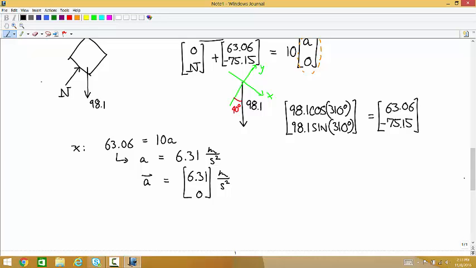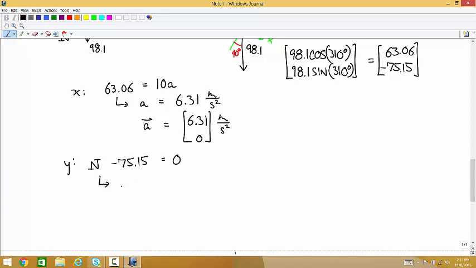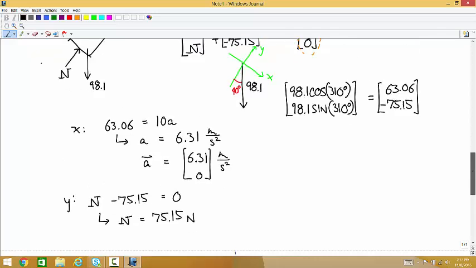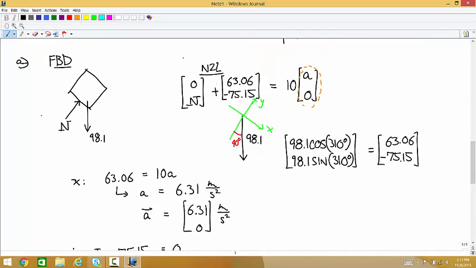Okay, and now we have to figure out the force applied to the box by the incline. The y equation says N minus 75.15 is equal to 0. So N is equal to positive 75.15 newtons. And in order to make that a force vector, we're going to plug that value of N into this force. That's the force that is applied to the box by the ground.